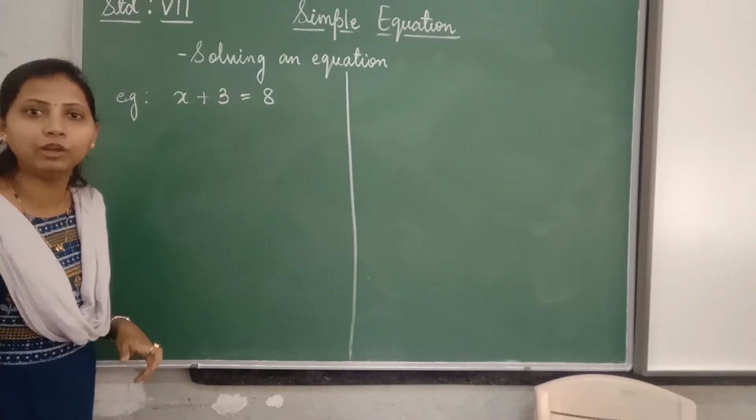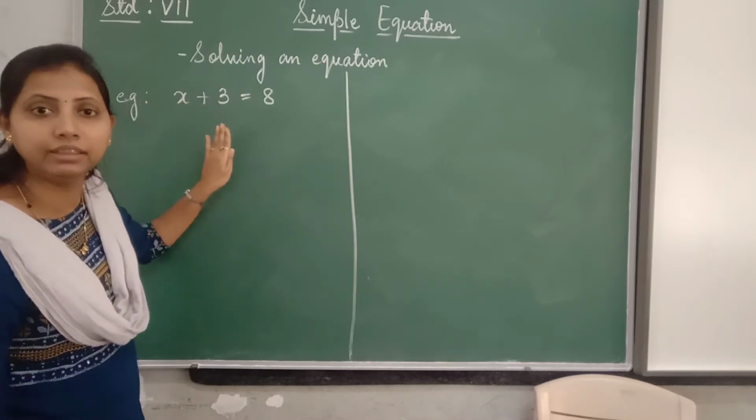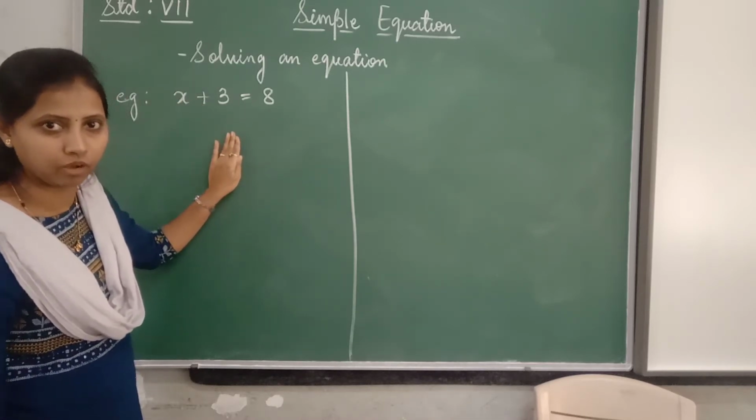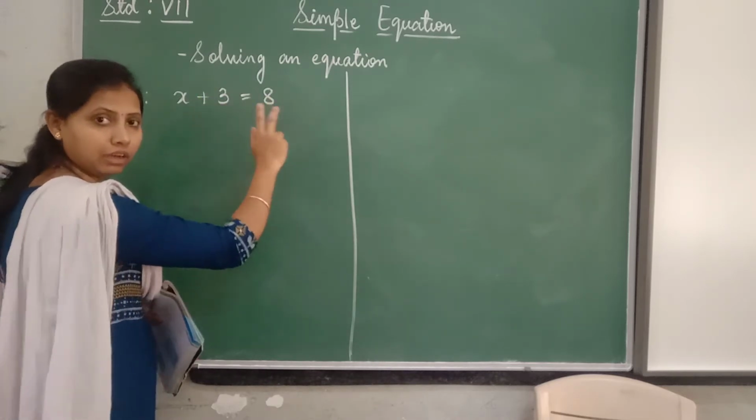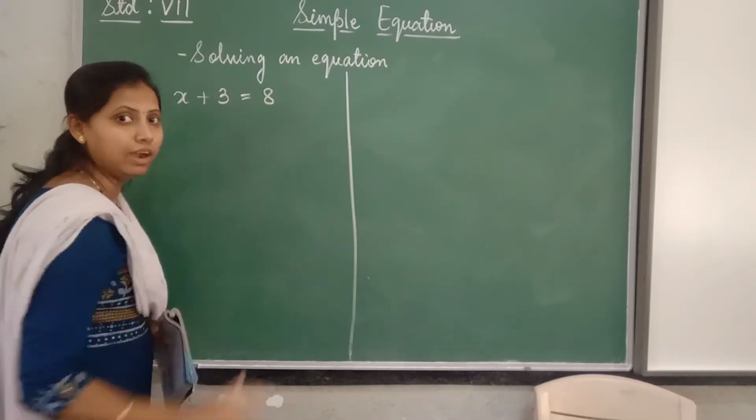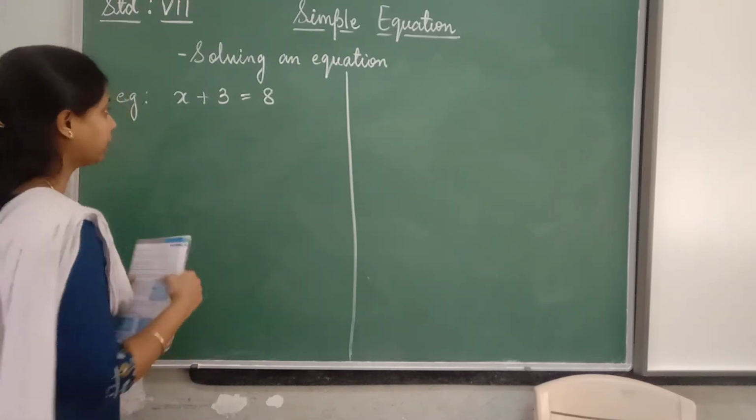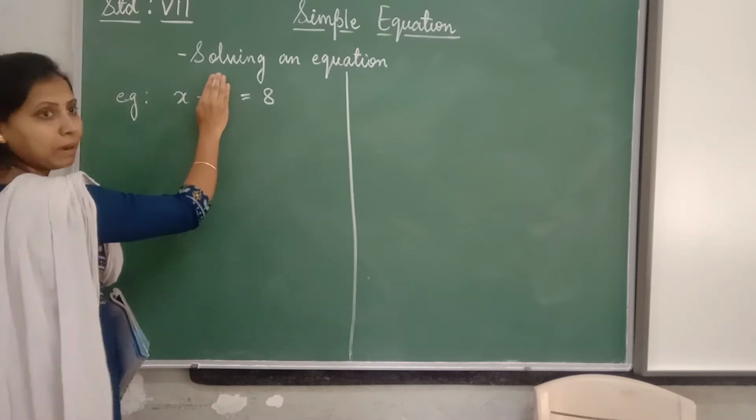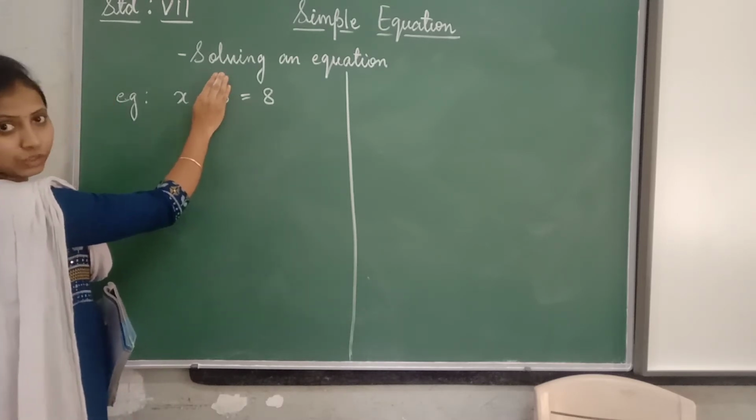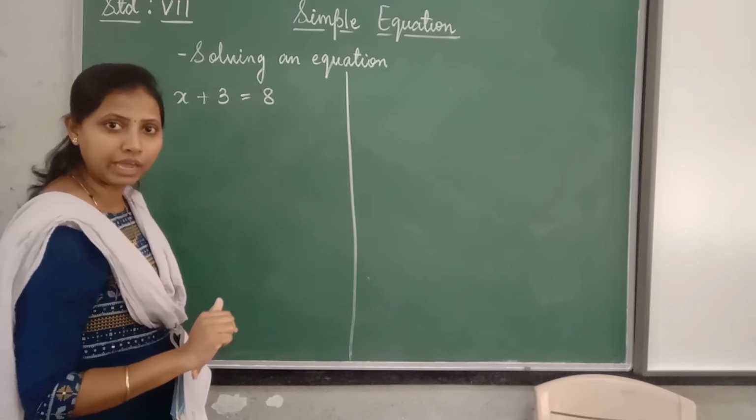So to find the value of x, children, always the variable should remain in the LHS. And the constants must go in the RHS. Then you will get the value of the unknown variable. So now here plus 3 is there. We don't want plus 3. If this plus 3 is not there, I will get the value of x. That is the solution of the equation.